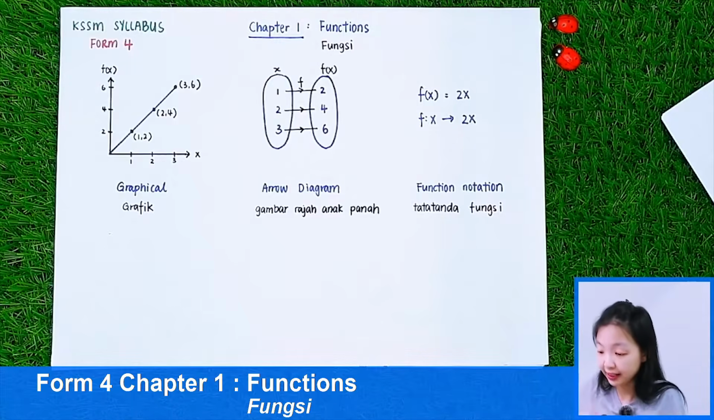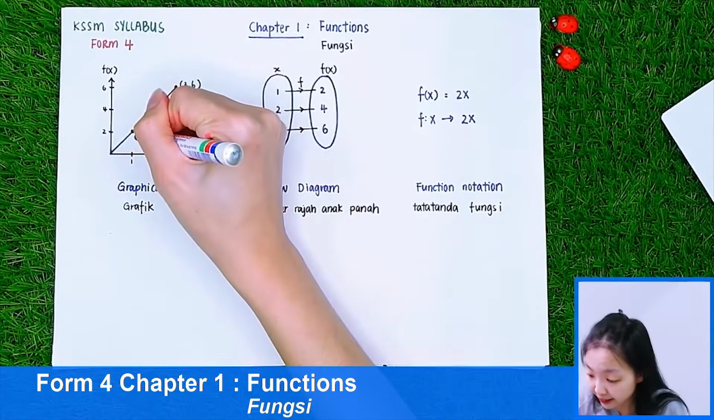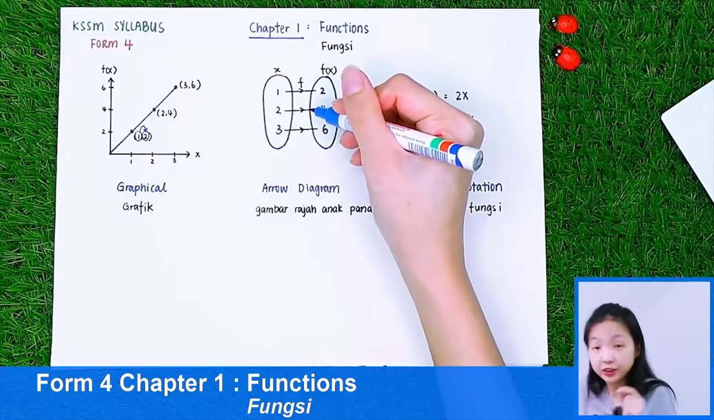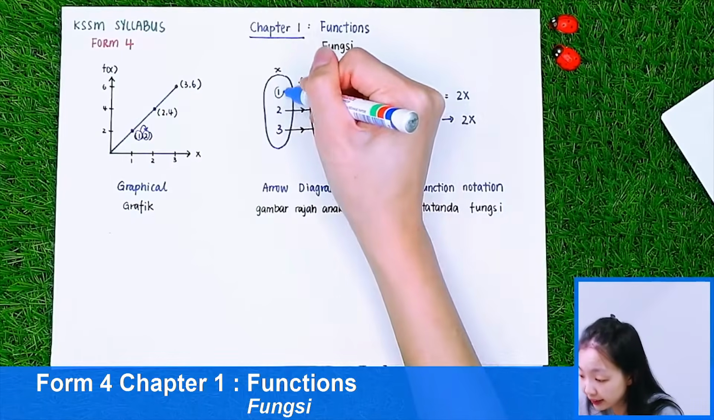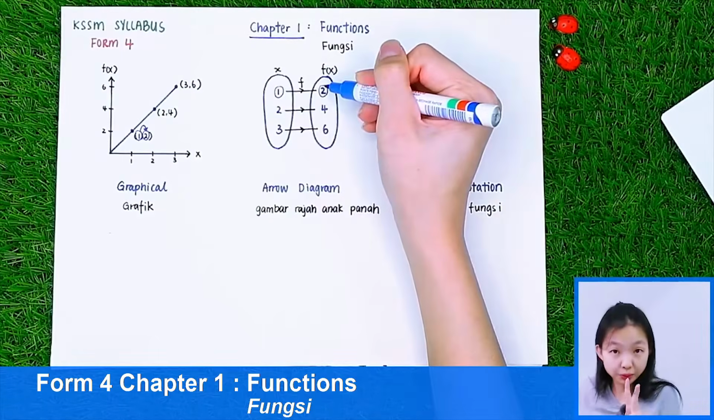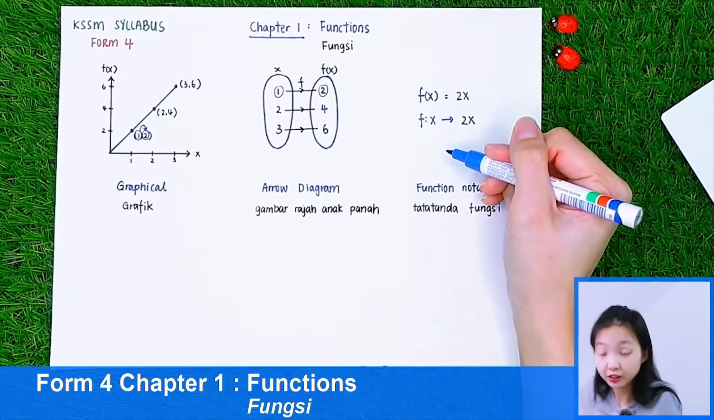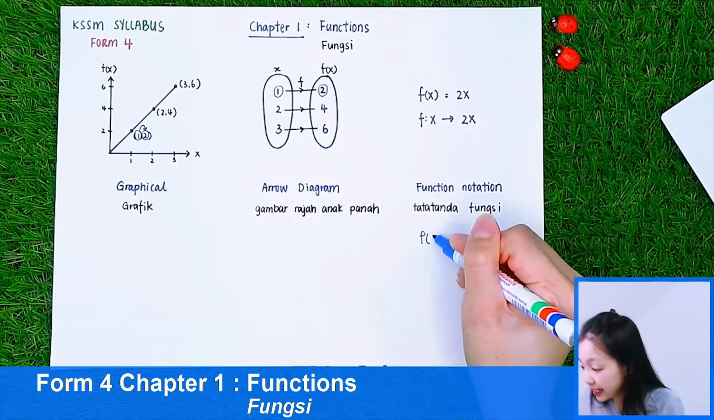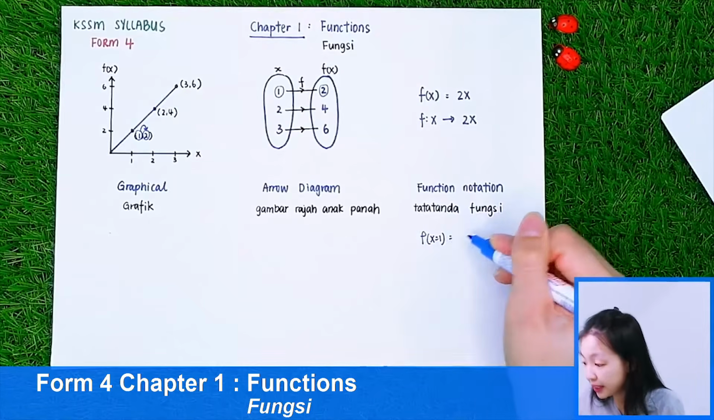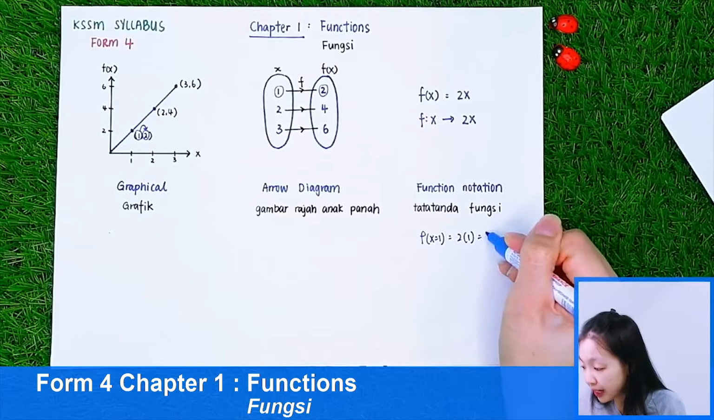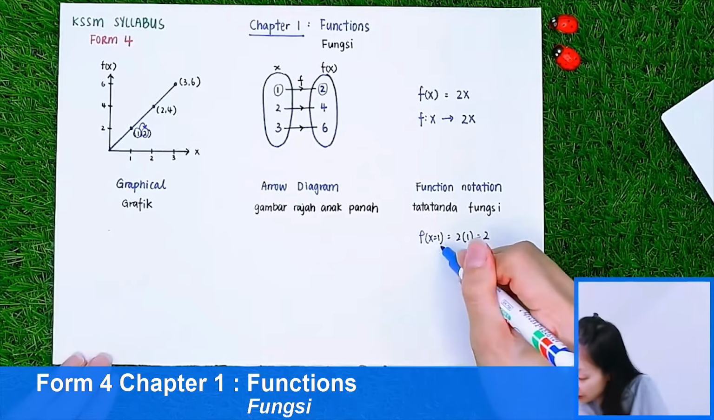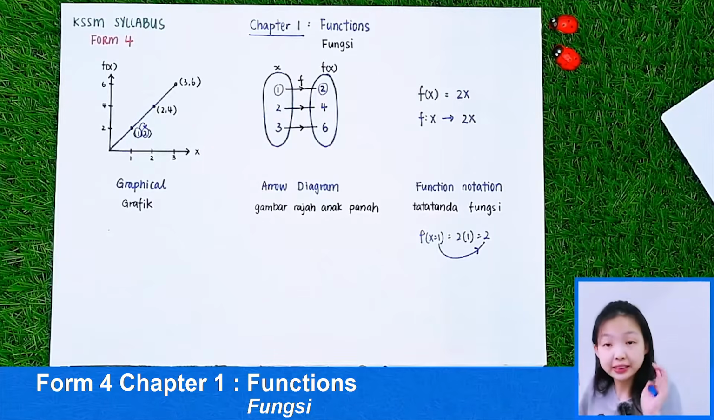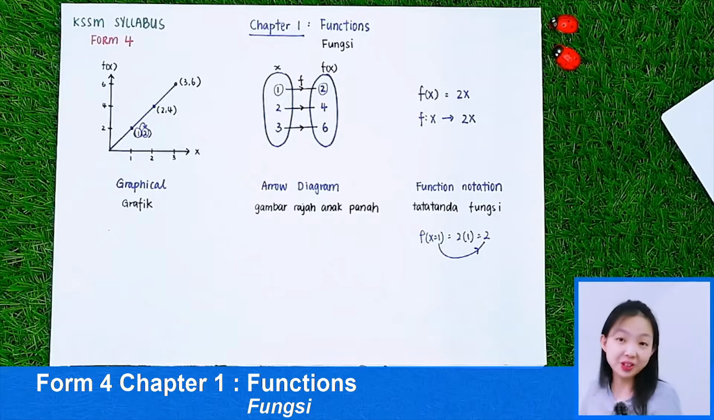Let's say this is 1 and this maps to 2. And you see here, in the arrow diagram, the 1 is mapping to 2. And let us see the function notation. Let me substitute x equals 1 inside the notation. It becomes 2 times 1, which is 2. Do you see that? It's still 1 maps to 2. So they are the same thing, they just look different.